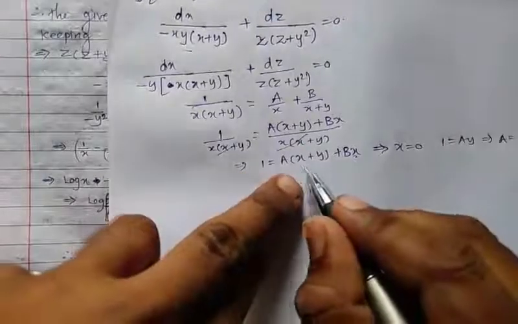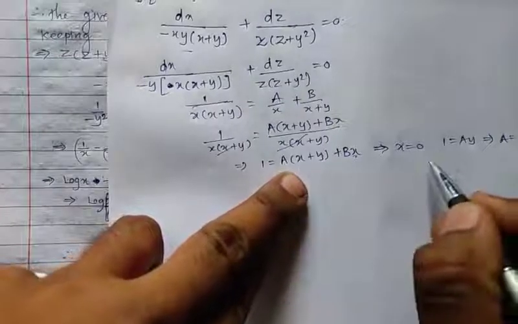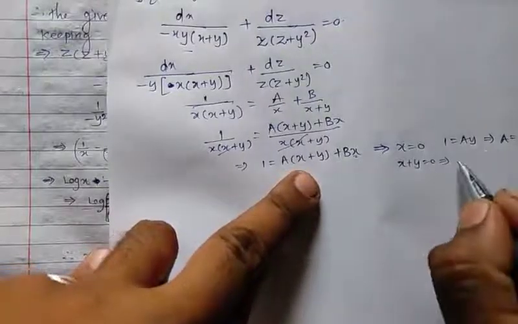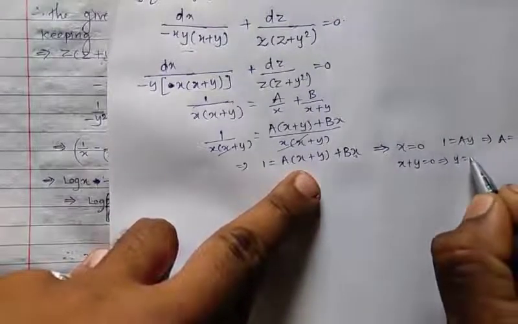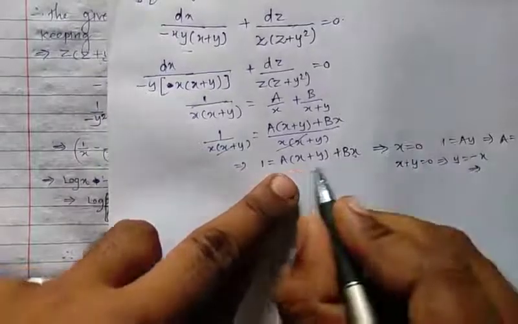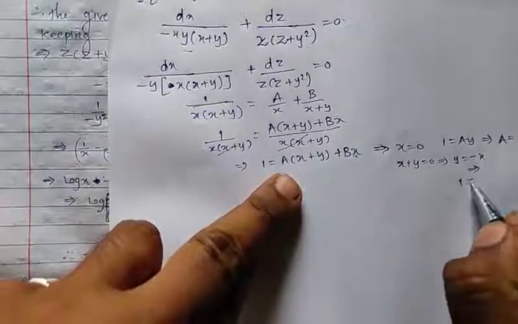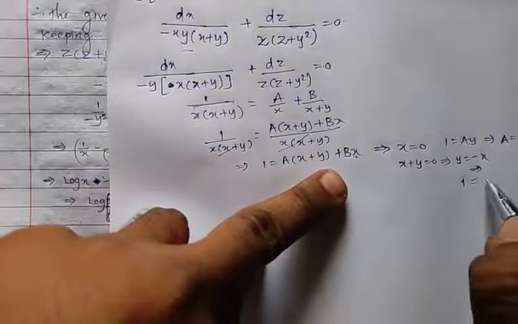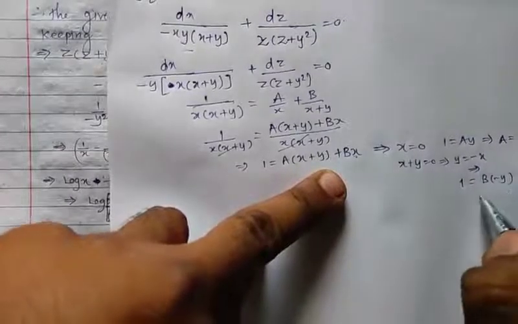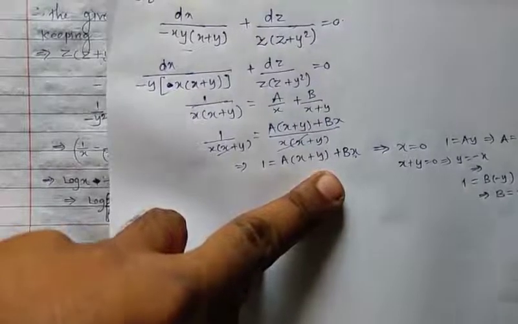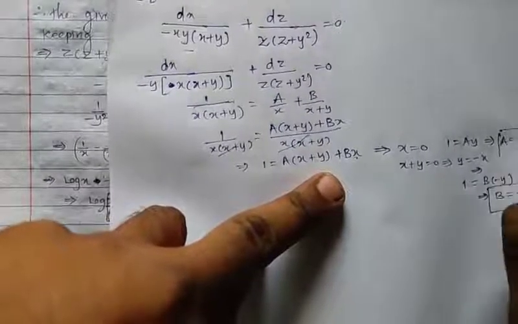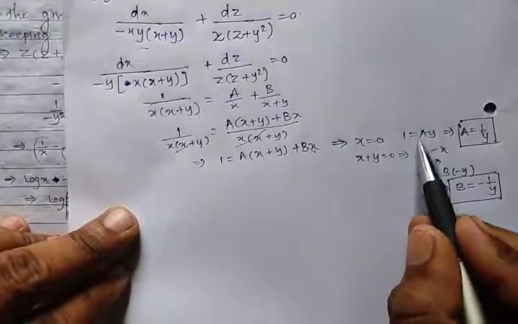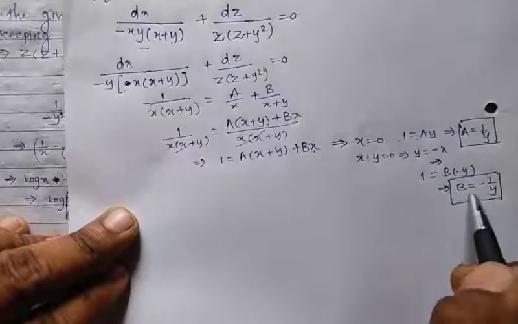If I make the coefficient of a zero, that means x + y is equal to 0. Then we solve for y, so y is equal to −x. Substituting this in the equation, the coefficient of a is 0, so 1 is equal to b into (−y), since x is −y. After dividing, b is equal to −1 upon y, and a is 1 upon y. So after calculating, the value of a is 1 upon y and the value of b is −1 upon y.